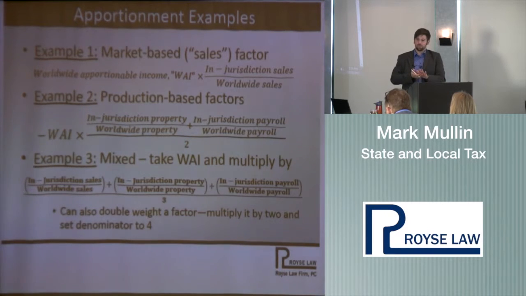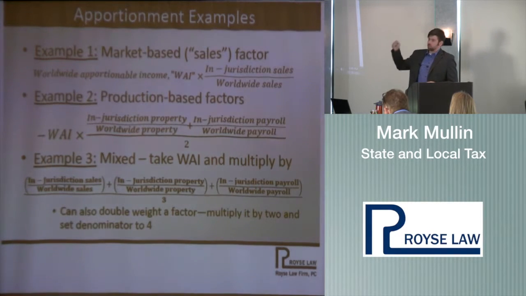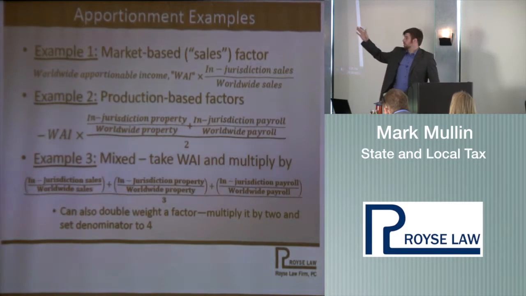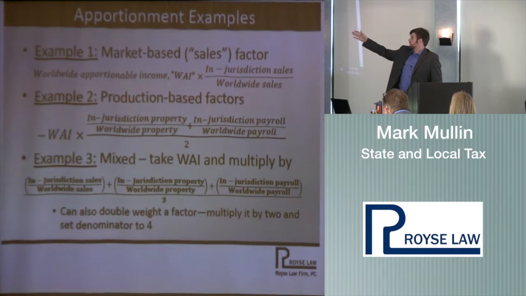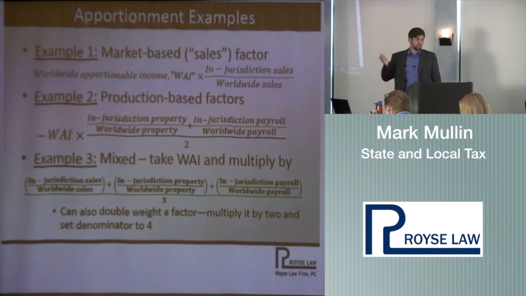So the first example is market-based apportionment. It uses what's called a sales factor. So you're going to take the unitary business's worldwide apportionable income, and you're just going to multiply it by basically the percent of the sales that occurred in state. That's it. And then that's the amount that the state will tax you on. That's going to be your taxable income for the state.